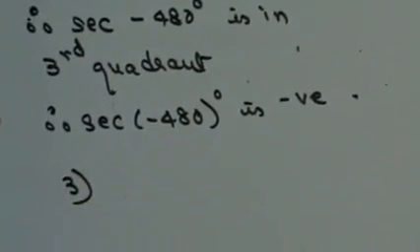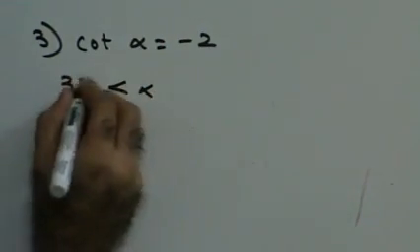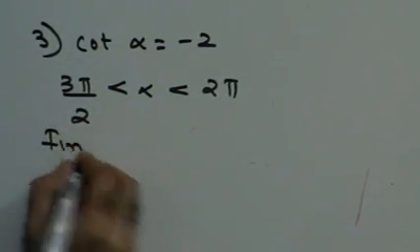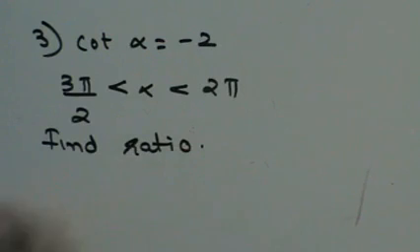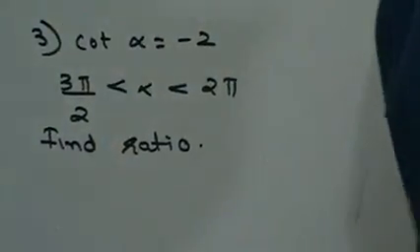Next, let's see another sum, guys. Cot alpha is minus 2 and alpha is greater than 3 pi by 2 and less than 2 pi. Find trigo ratios. Okay. Now guys, let's see this. There are three formulas. I'll just write the formulas on the right hand side. These three formulas combined together are called as identities. Therefore, the name of this chapter is trigo identities.